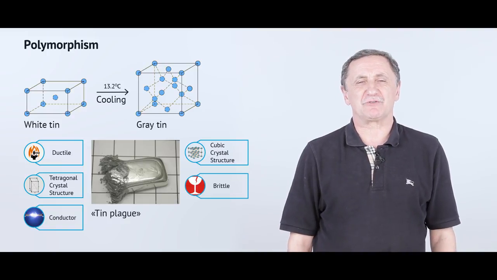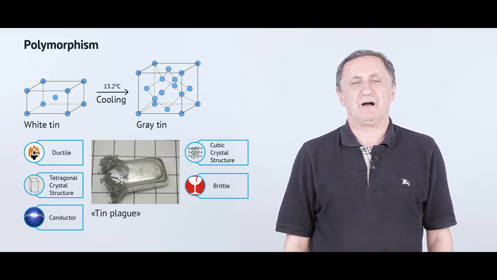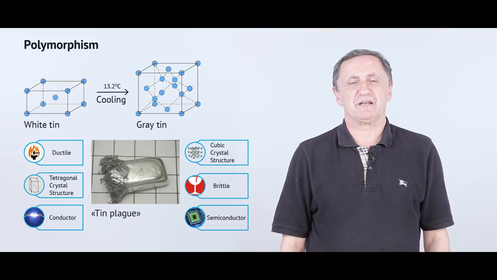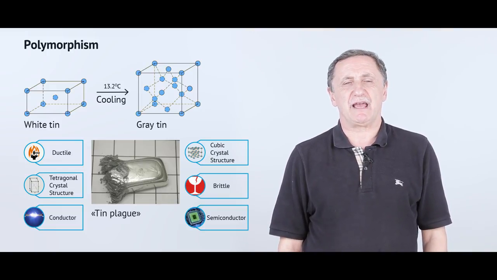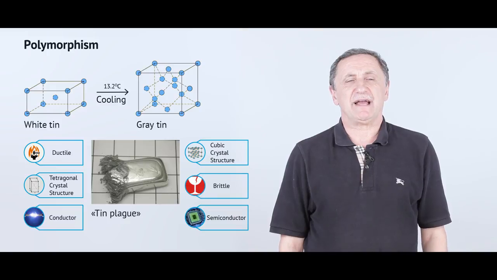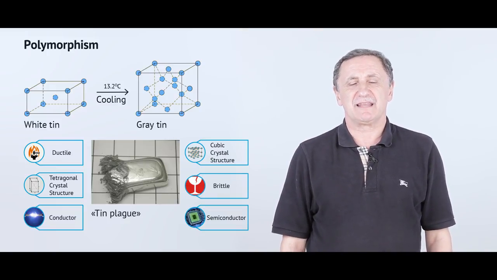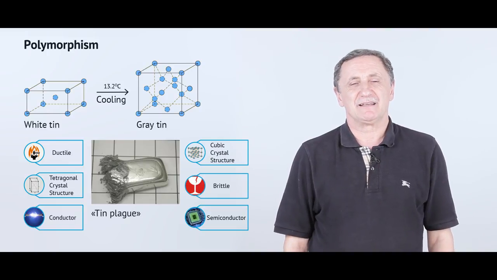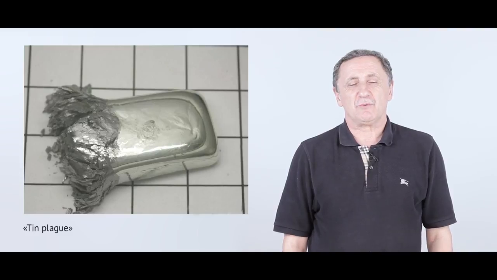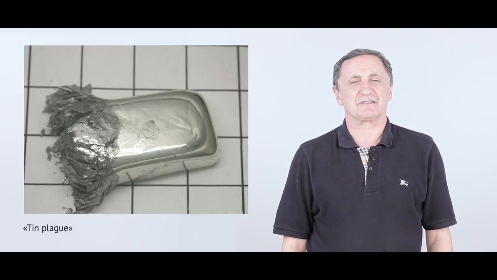And moreover, it's interesting that at this lower temperature, if you put the gray and white tin in contact, the white tin will start to transform to the gray one. That's why this phenomenon has this specific name, tin plague. So we have discussed the changing of physical properties of a material as a function of its crystal structure.